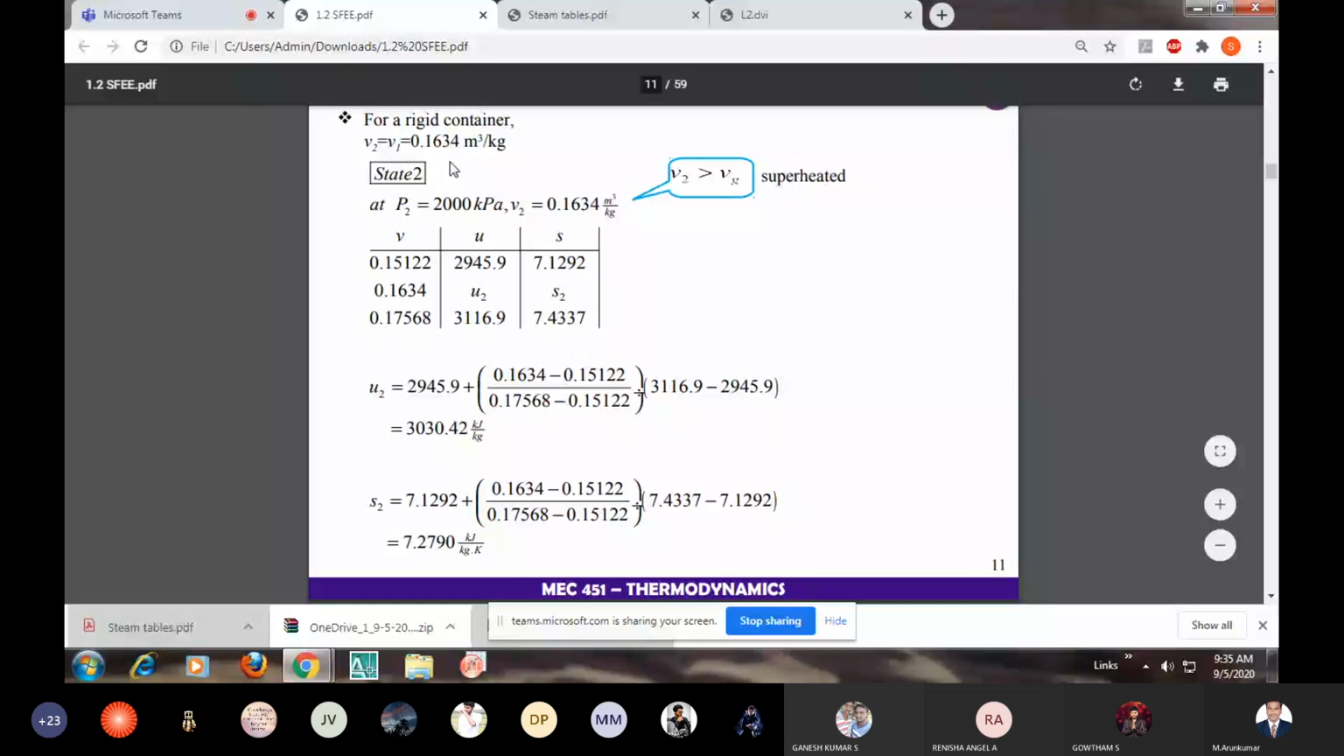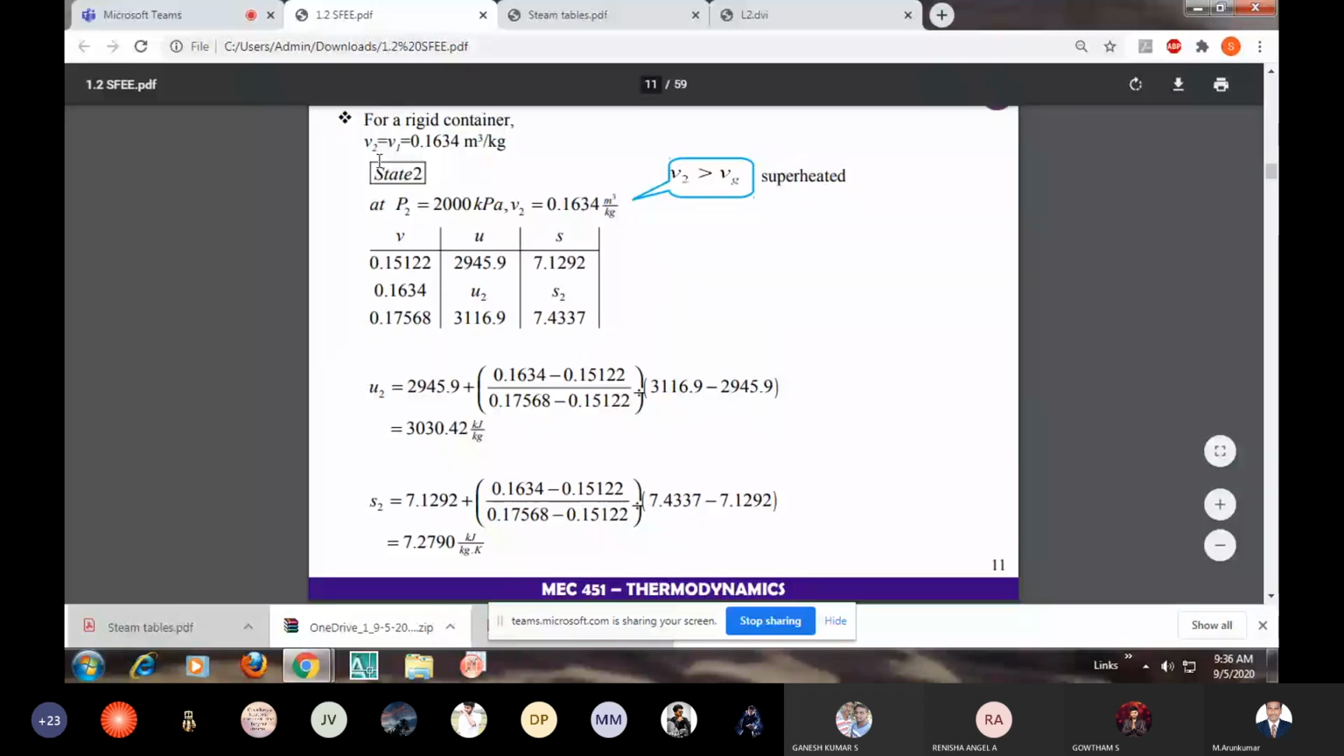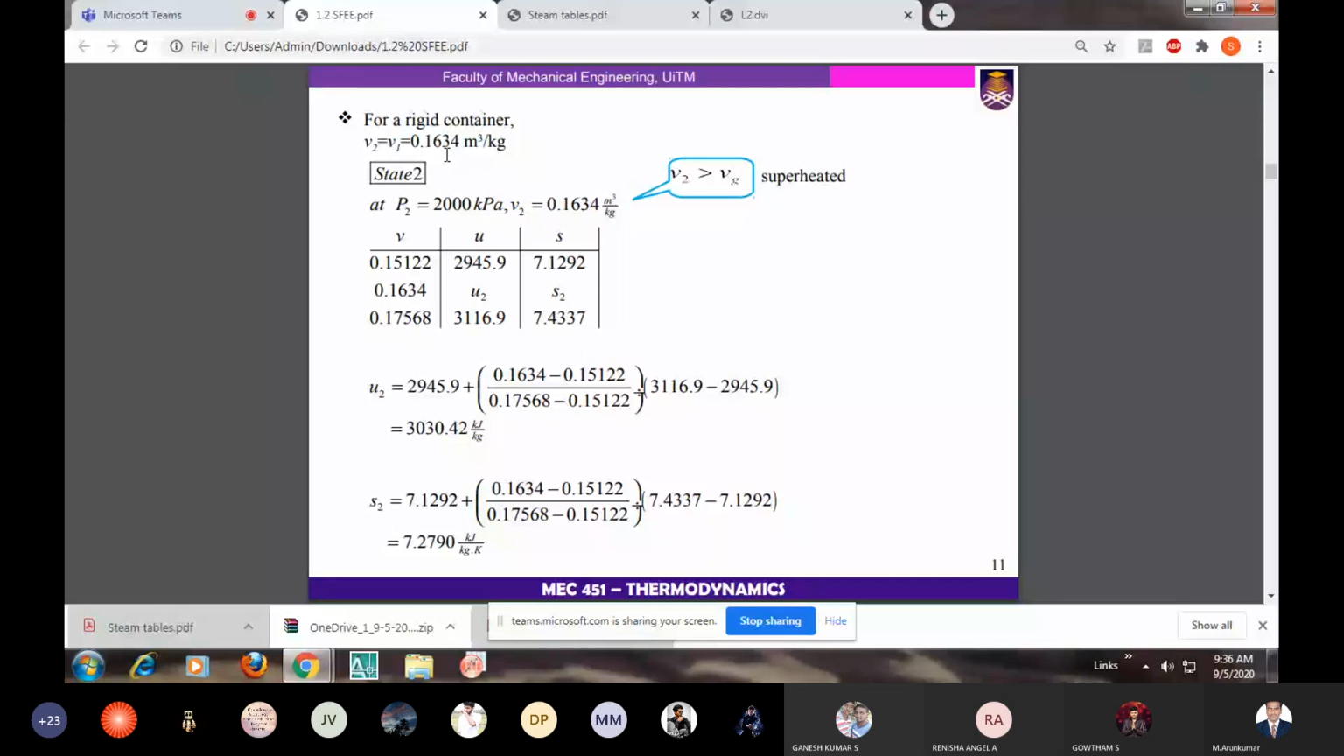We can move to state 2. This is a rigid container, so the specific volume is constant. So V2 is equal to V1. We already found the V1 value, so we can take V2 as V1. Then P2 is given, so we can take these two values to find the other values, U2 and S2.